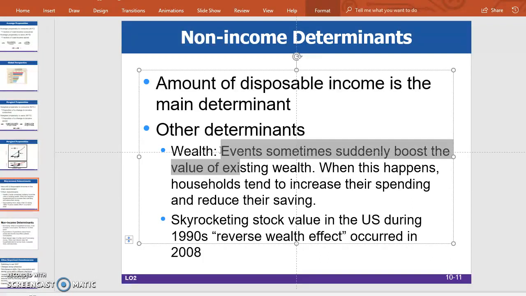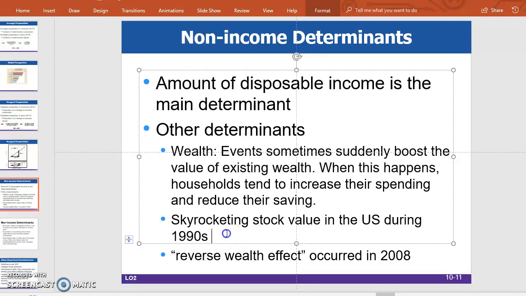And also, events sometimes suddenly boost the value of existing wealth, right? Take this example: the skyrocketing stock values in the US during the 1990s had a wealth effect, right?